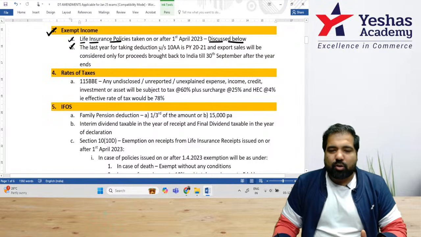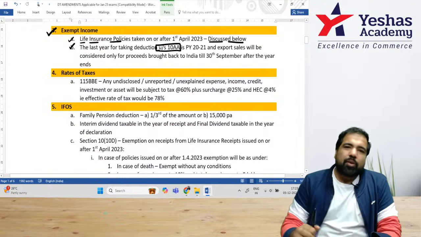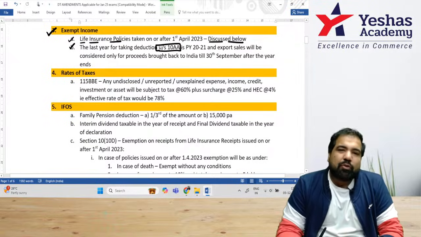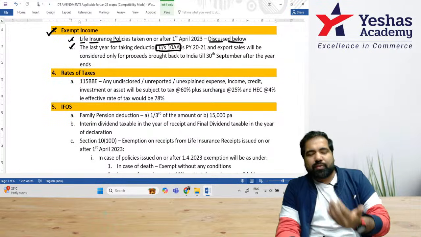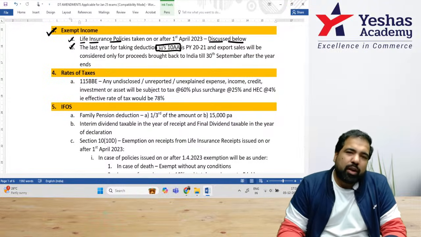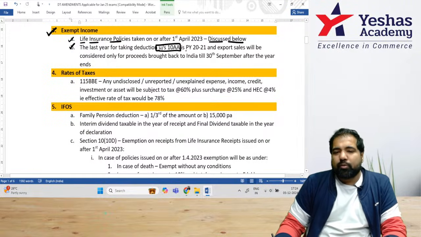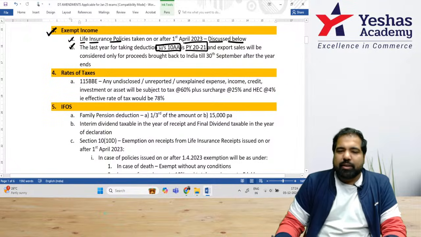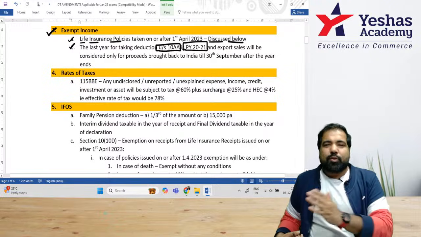Yes, there was a deduction under 10AA, whereby, just briefly talking about it, if you go to an SEZ and start exporting from there, the government gives you a benefit for 5 years plus 5 years plus 5 years, that is a total of 15 years. Now, two things you have to keep in mind. The last year for taking this SEZ benefit was previous year 2021.